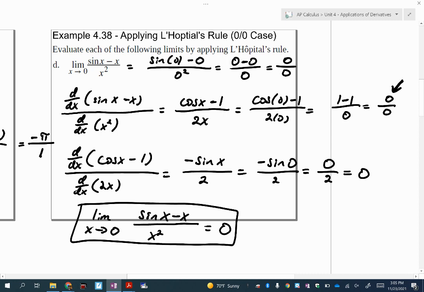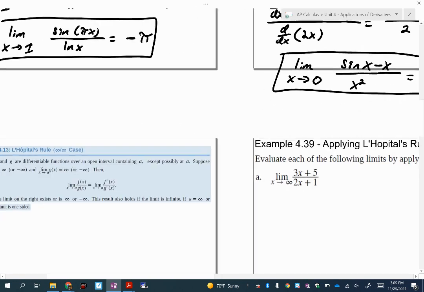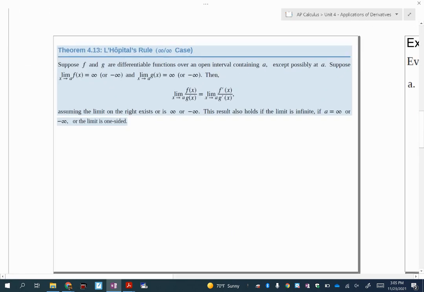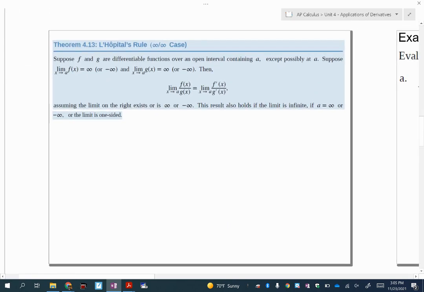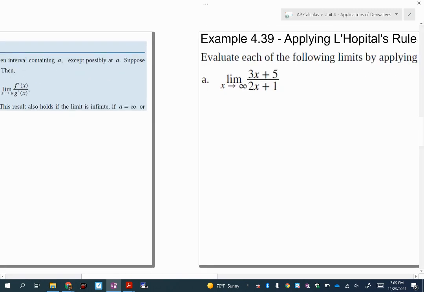Okay, let's keep moving forward. I'm going to change it up just a little bit here. Now, this next thing is saying that you can use the same idea if, when you do this, instead of getting 0 over 0, you get infinity over infinity. So it's the same kind of idea, just now we have a different case.